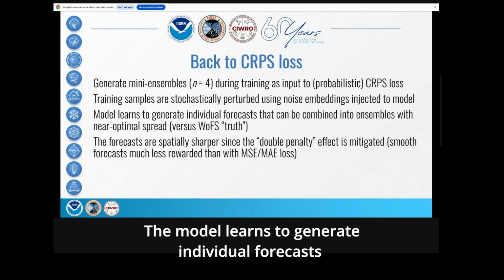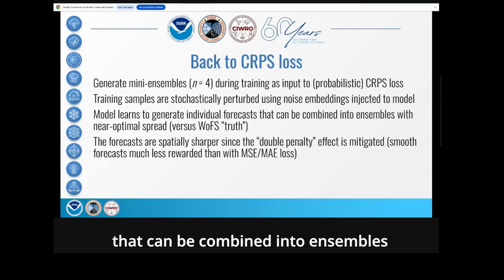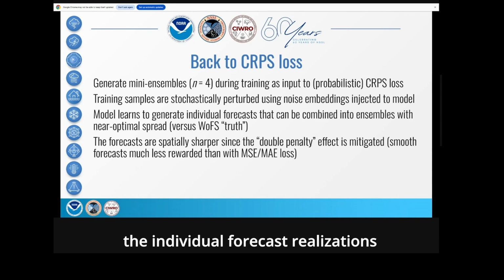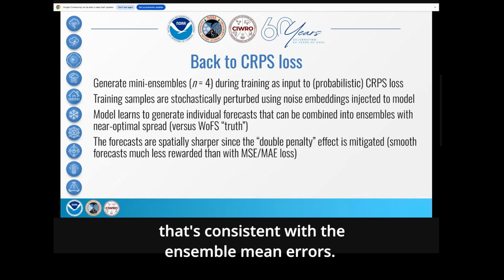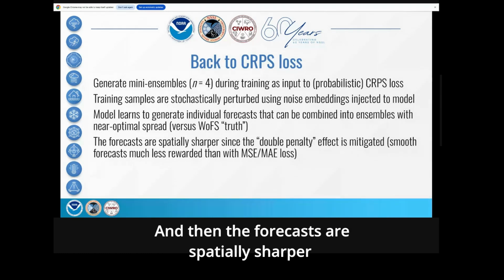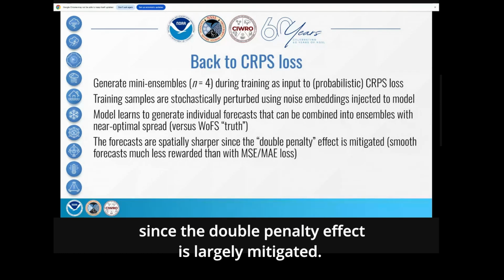The model learns to generate individual forecasts that can be combined into ensembles with near optimal spread. So basically, the model is learning how to take noise inputs and use those to alter the individual forecast realization such that you get proper spread that's consistent with the ensemble mean errors. And then the forecasts are spatially sharper since the double penalty effect is largely mitigated.